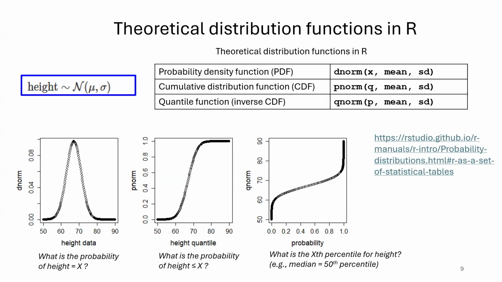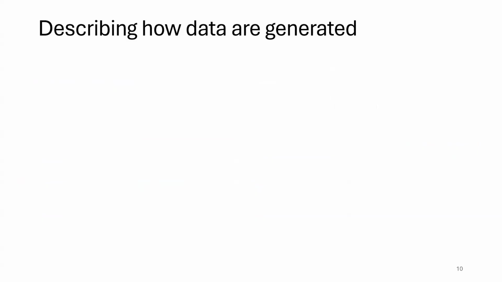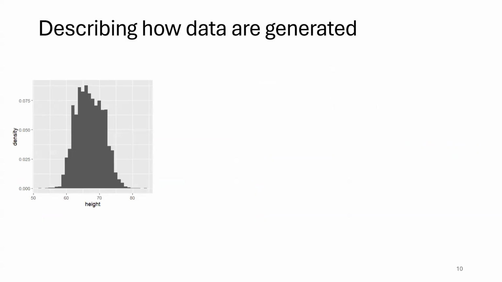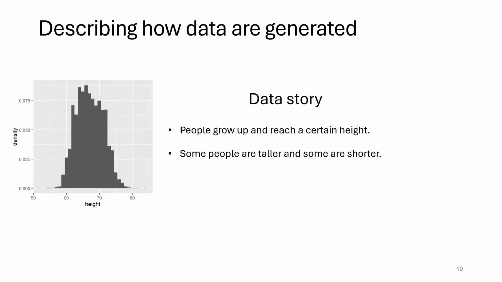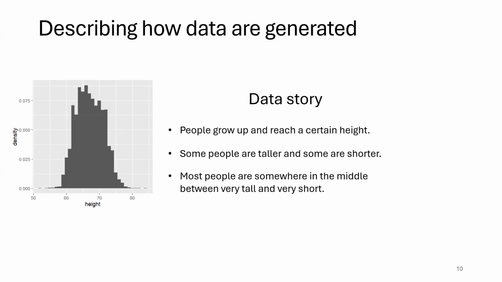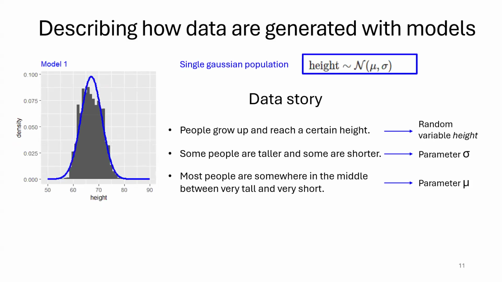So just an aside. Now I want to shift gears from describing data to describing how data are generated. We have the same data set, US adult height, but now I want to tell a data story for how these data came to be. We know that people grow up to adulthood and they reach a certain height. Some people are taller, some are shorter, and most people are somewhere in the middle between very tall and very short. This describes how each individual height data point might exist, and we can translate this into that same model we were looking at before.